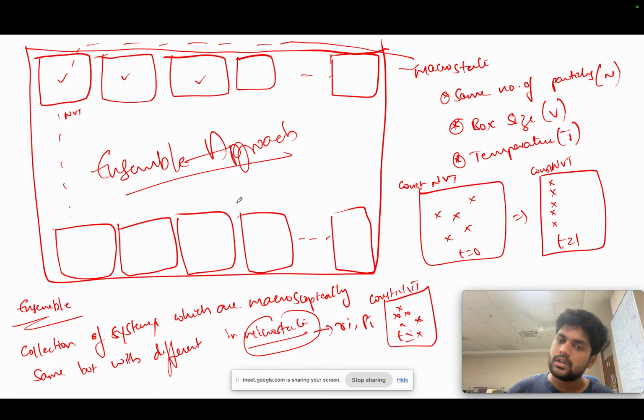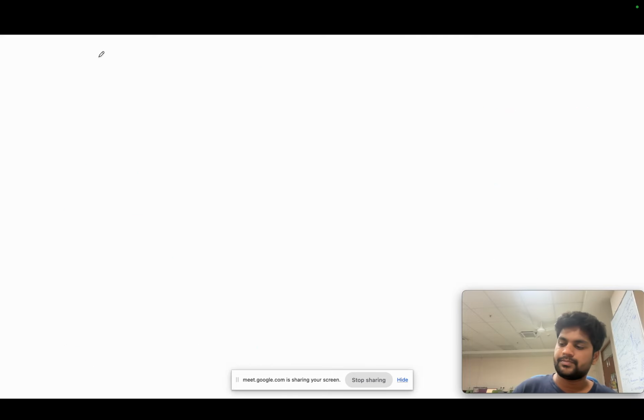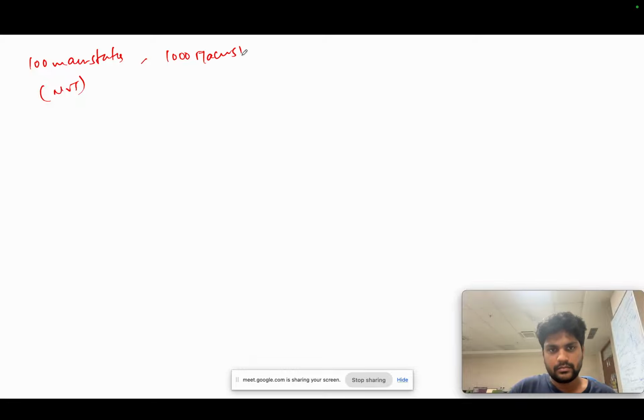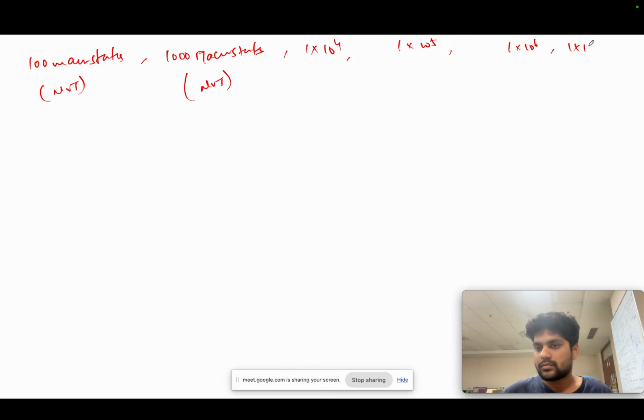So suppose, if I give you an example, say you have 100 macrostates which run at constant NVT, and you have 1000 macrostates which are run at constant NVT, and you have 1 into 10 to the power 4, I'm increasing by a 0. So these all are different macrostates we have under the same constant NVT.